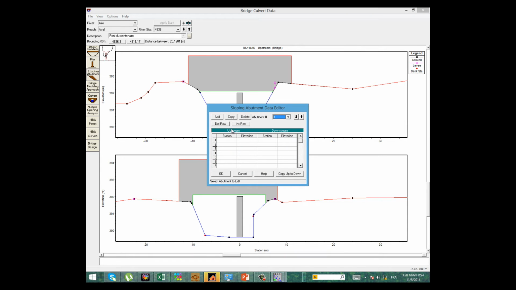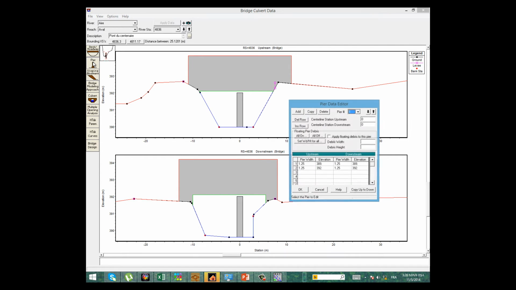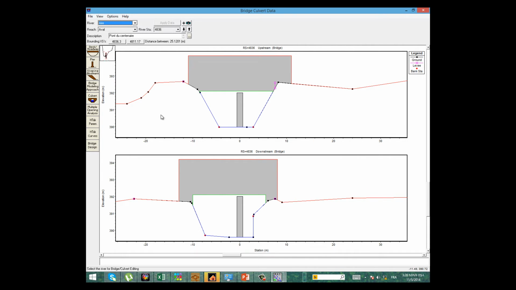If we have sloping abutment, the sloping abutment is an abutment which is formed by the bridge sides, you see, left and right side. So that is an abutment. If we have an abutment, we can put it. In this case, we don't have an abutment, but it is the same as we did to the piers. We can put length, elevation, something like that, and the station points.